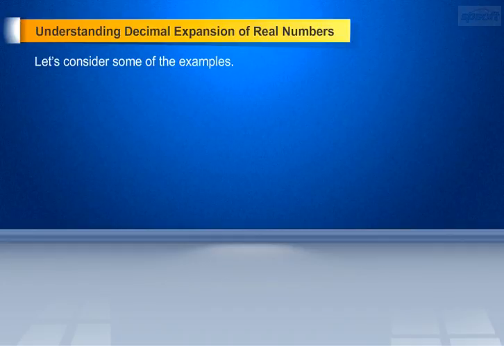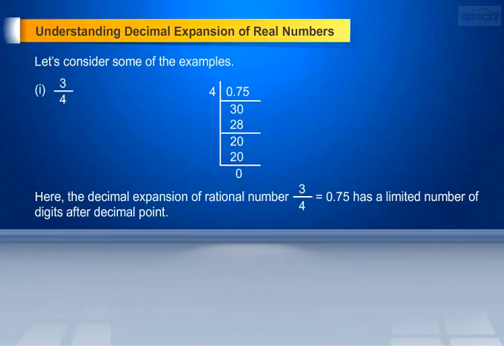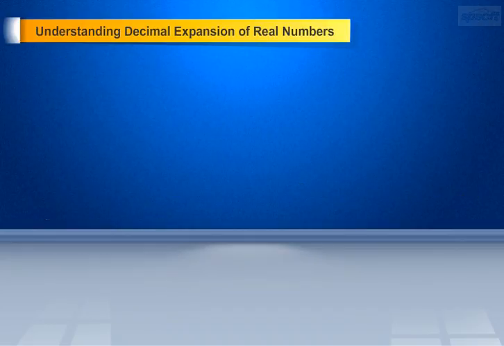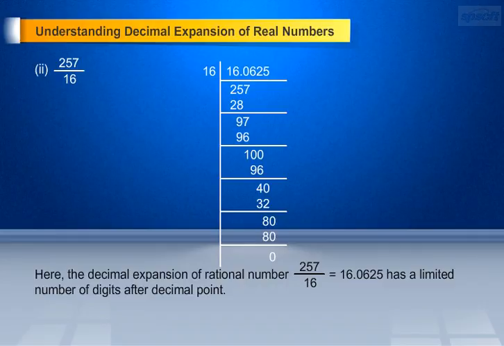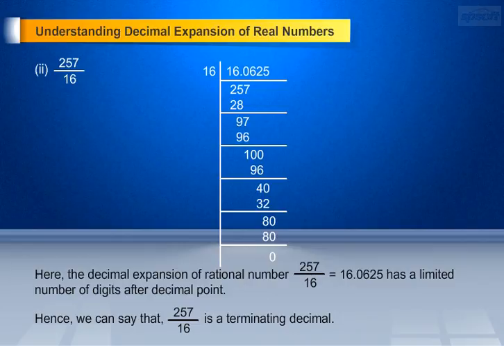Let's consider some examples. 3 by 4. Here, the decimal expansion of the rational number 3 by 4 equals 0.75, which has a limited number of digits after the decimal point. Hence, we can say that 3 by 4 is a terminating decimal. Let's consider one more example. 257 by 16. Here, the decimal expansion of the rational number 257 by 16 equals 16.0625, which has a limited number of digits after the decimal point.